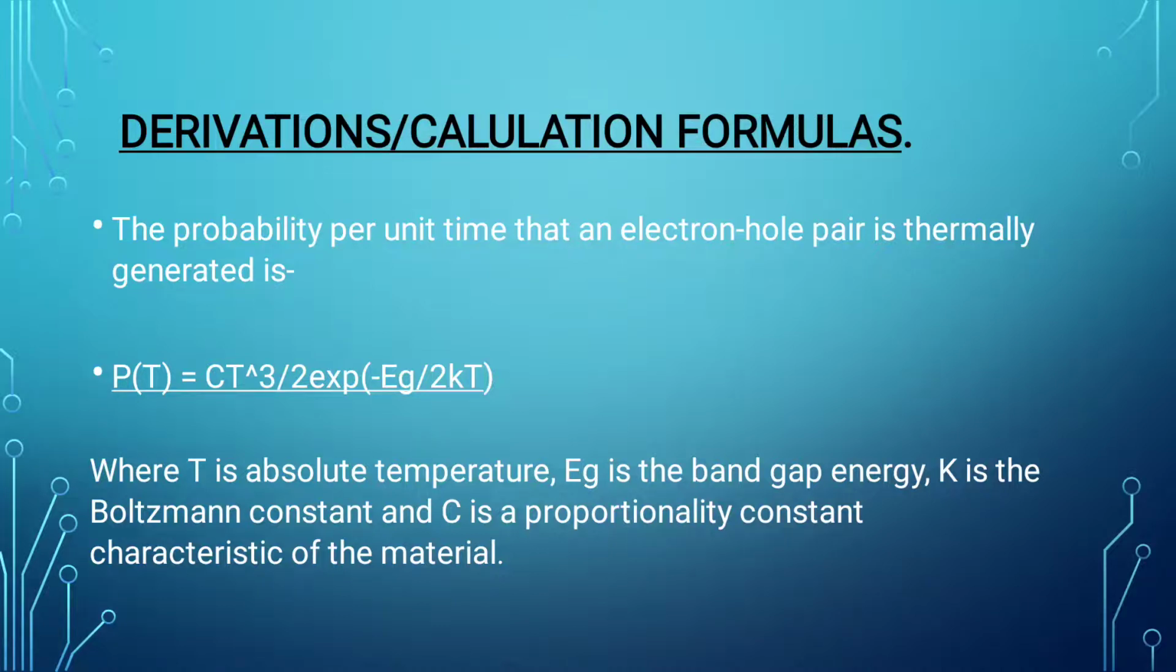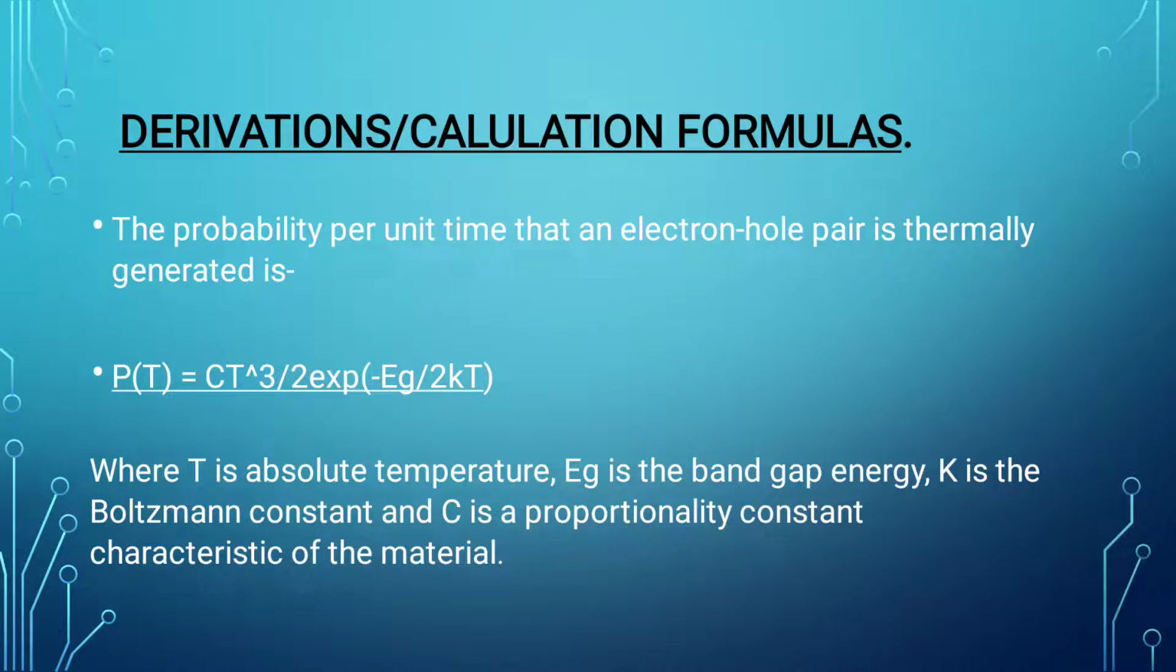Formula used in semiconductor detectors. Majorly, the probability per unit time that an electron hole pair is thermally generated is p(T) = C T^(3/2) exp(-Eg/2kT), where T is the absolute temperature, Eg is the band gap energy, k is the Boltzmann constant, and C is a proportionality constant.